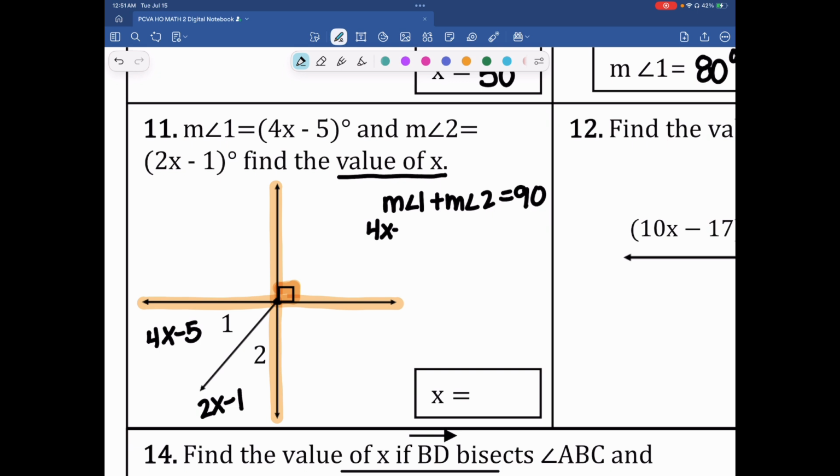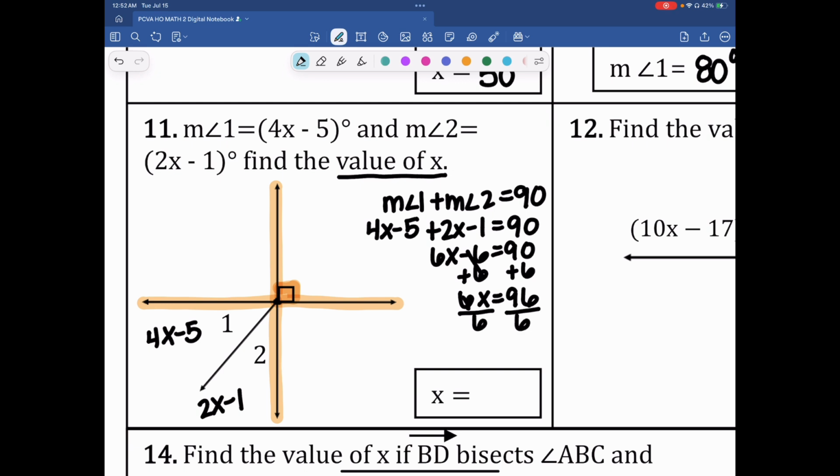So we're going to set up an equation to solve for x. So we're going to say 4x minus 5 plus 2x minus 1, and that's going to equal 90. So we're going to combine like terms and get 6x minus 6 equals 90. Then we're going to add 6 to both sides. And then we're going to say 6x equals 96. Divide by 6. And we now know that x equals 16.